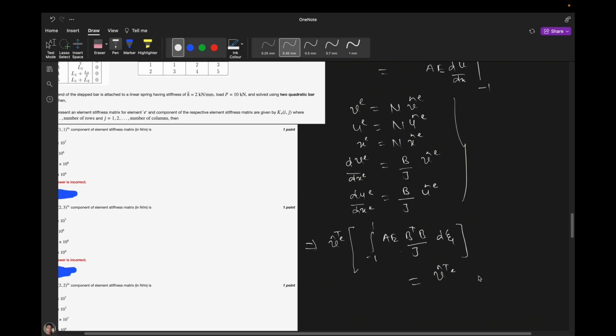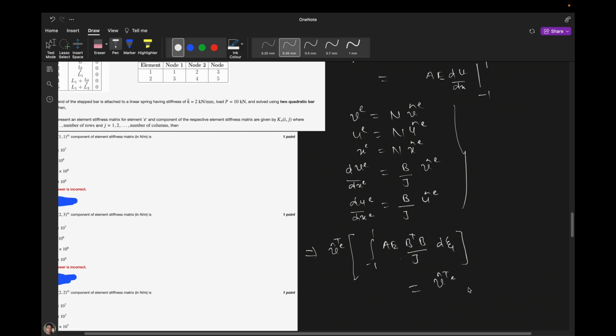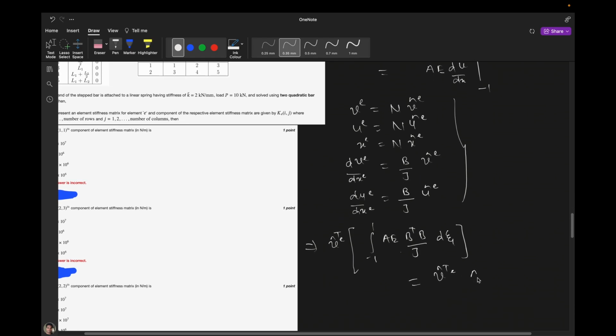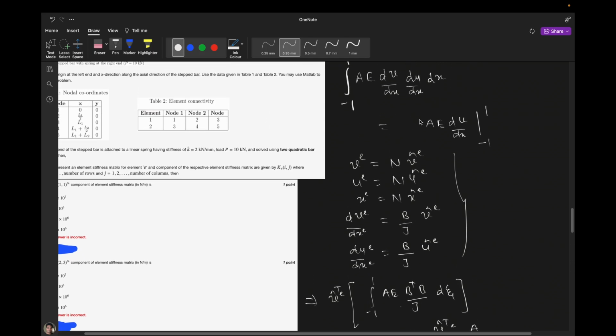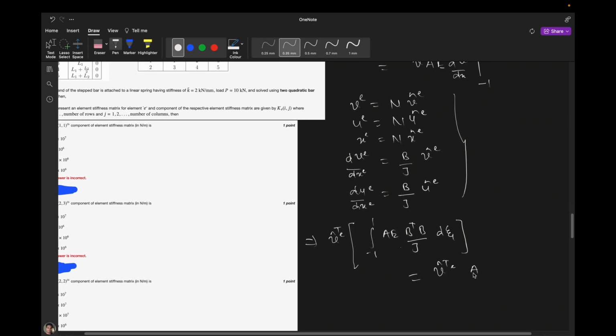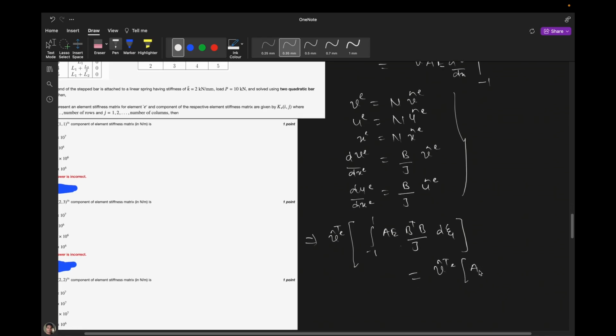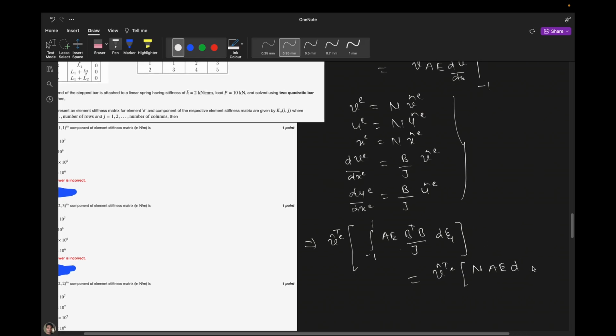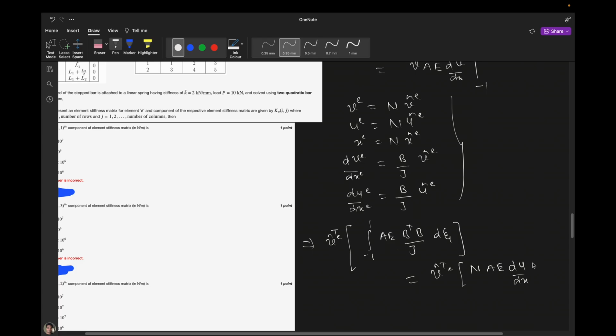And if you write it here, du by dx, then we get a e. Okay, actually it should be v also here. I missed that, so that will be v e transpose a, n a e du by dx minus 1 to 1.